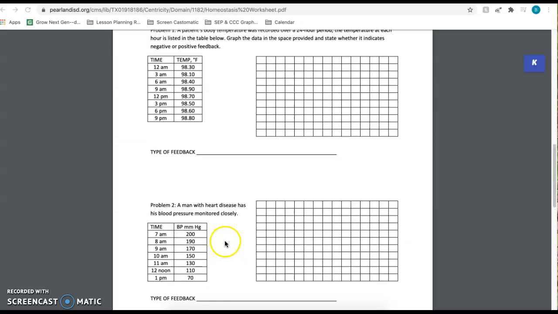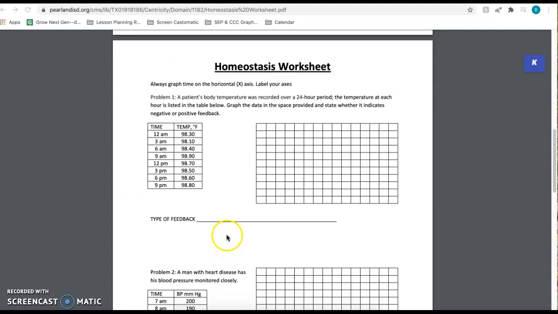Again, if you're at home when we're doing this, I do expect you to make the graphs in your notebook and then submit them into Schoology so I can see that you have done the work. If you did want to print them off and fill them out, you could do that too, but I do expect you to do the graphs and upload them into Schoology as well.